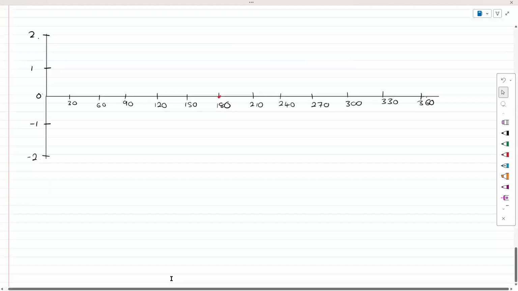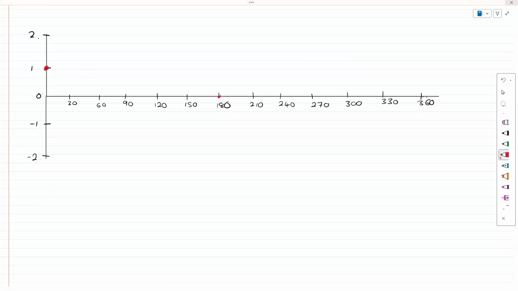Let's start. So 0 is at 1. 30 is at 0.86. 60 is at 0.5. 90 is at 0. 120 is at minus 0.5. 150 is at minus 0.86, and 180 is the minimum point. And then cos graphs are good because technically they all mirror each other. You guys will start to see this in exams that they all mirror each other. So we should be good here.